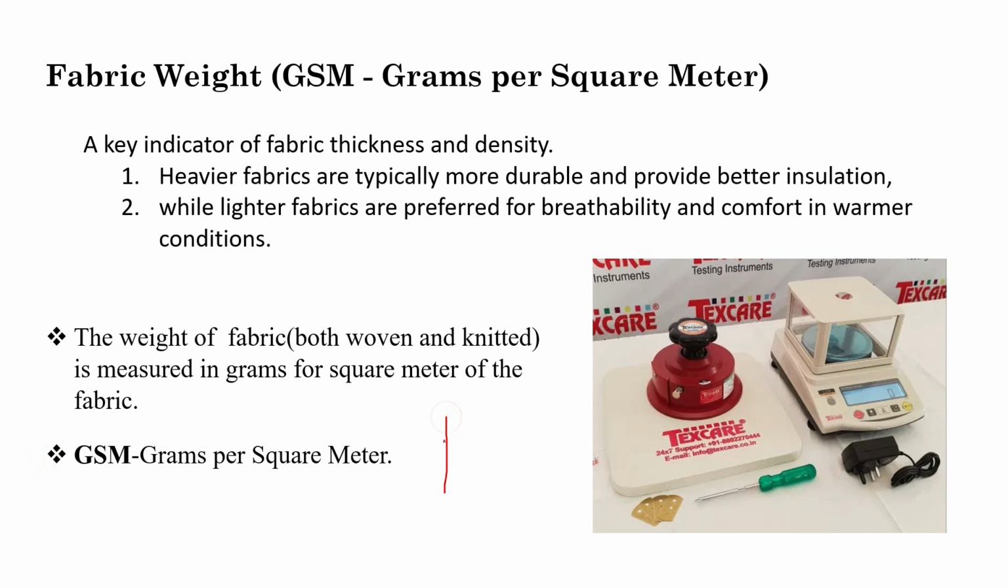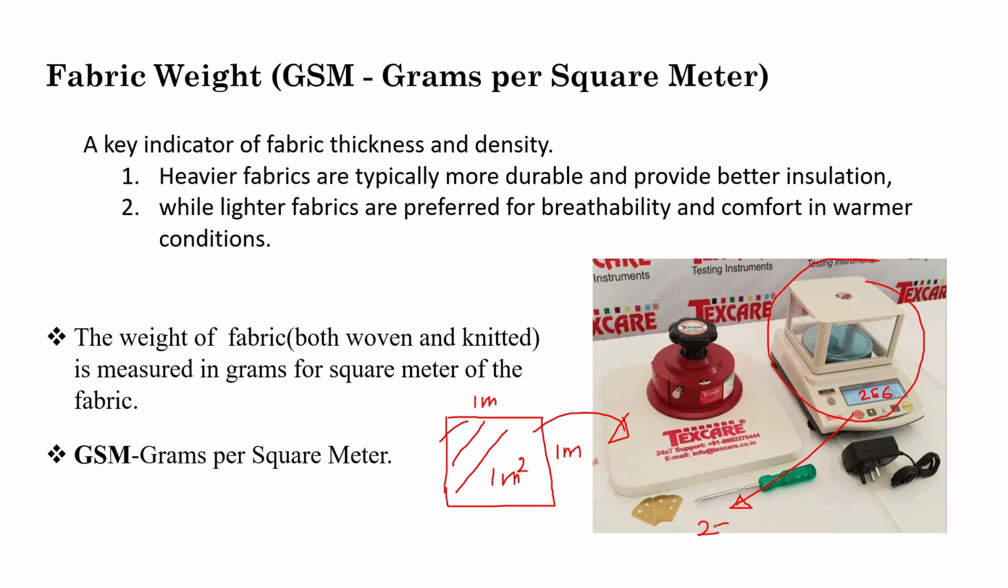When I take a square, one side is 1 meter and this side is 1 meter, so this area is 1 square meter. If we weigh it using a scale like this, we can get a value, as an example 256. We can say it is 256 GSM.